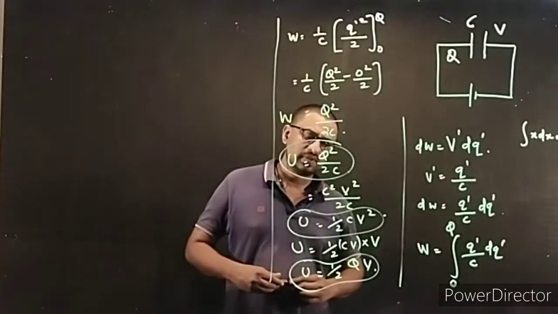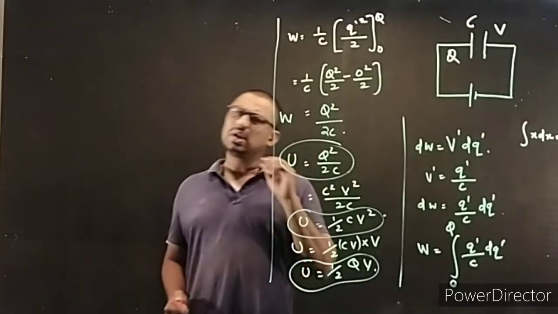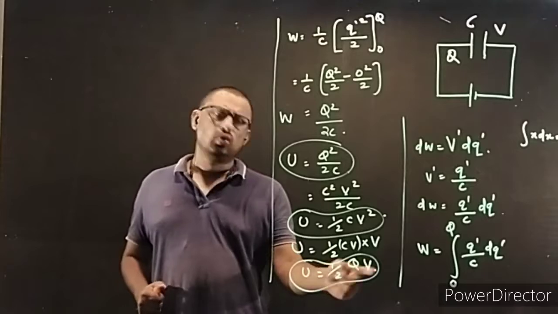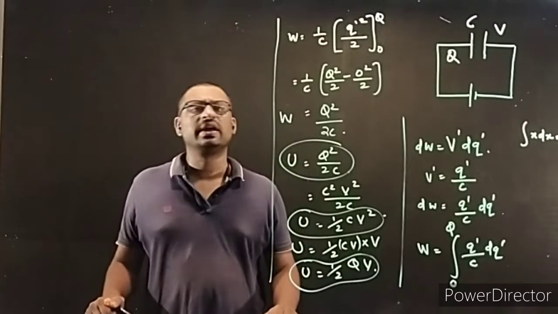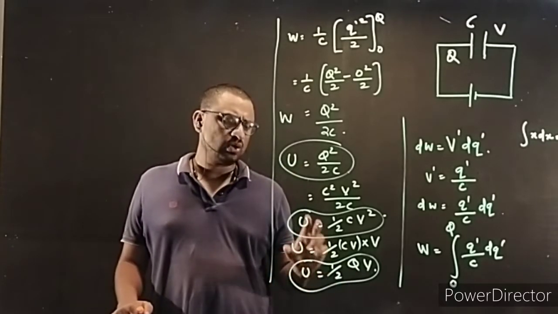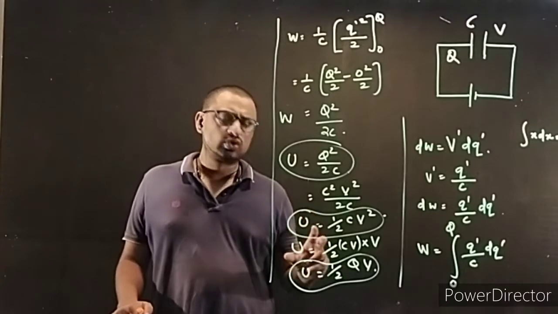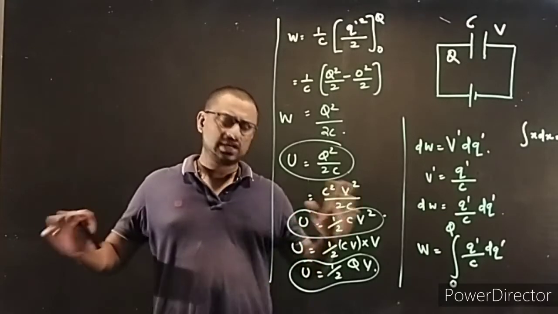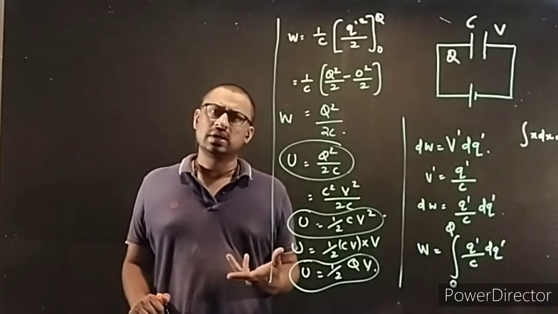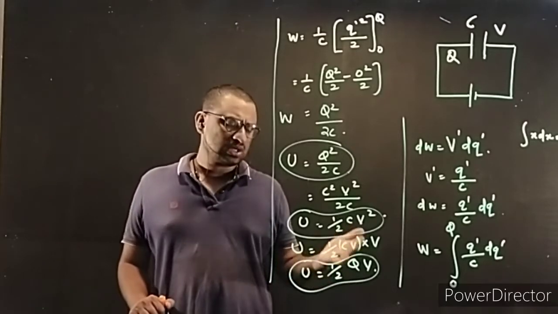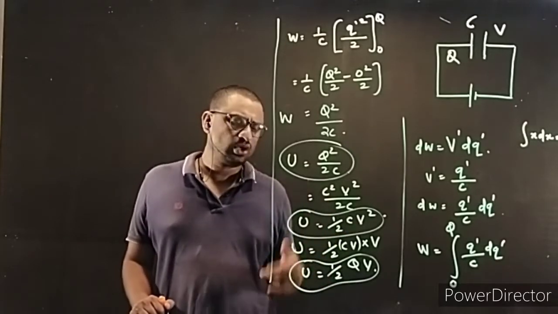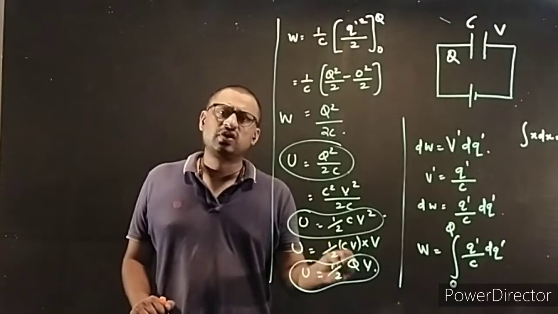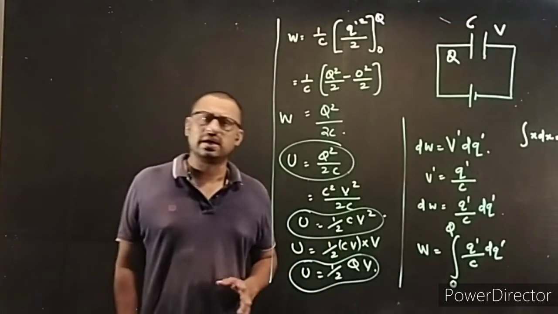Actually, the total work done by the battery is QV only, that you have to understand. Because in order to move Q charge through a potential difference of V volt, the work required is QV. So the total work done by the battery is QV, but only half QV of the energy is stored by the capacitor.